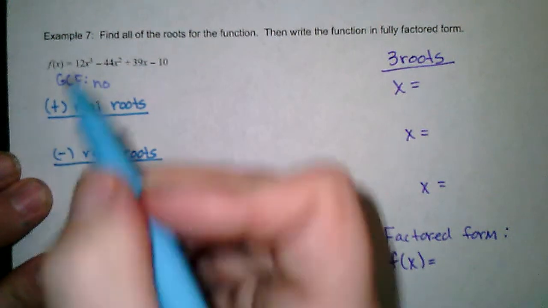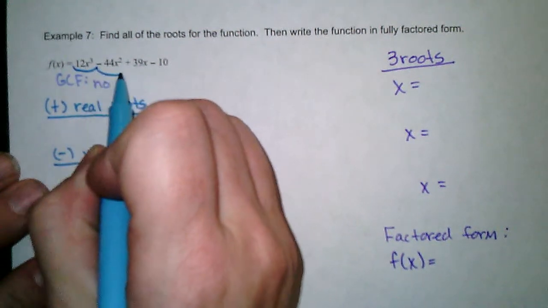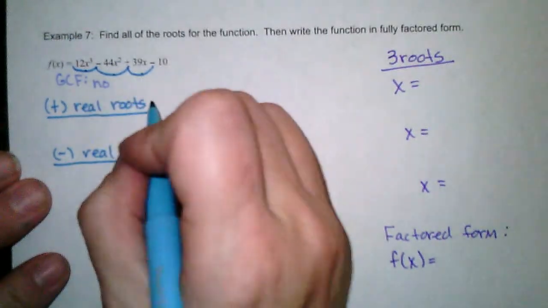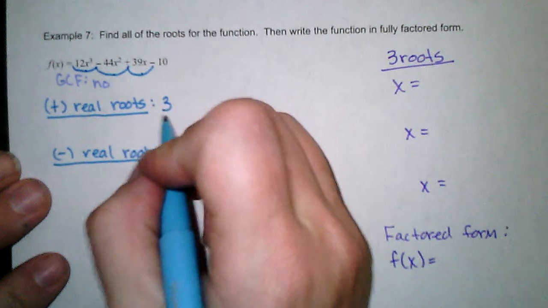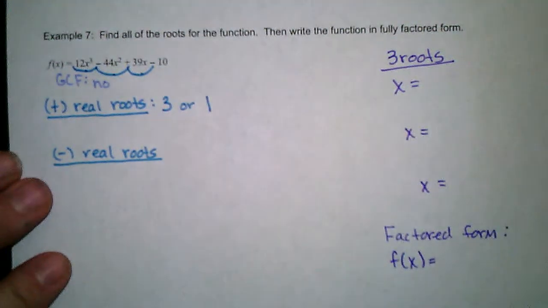So for positive real roots, we'll count our sign changes. Start with positive, turn to negative, back to positive, back to negative. So we have 1, 2, 3. So there might be 3 positive real roots, or 2 less than that would be 1 positive real root.